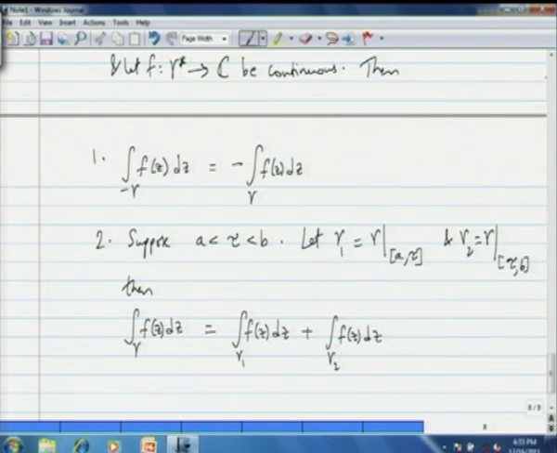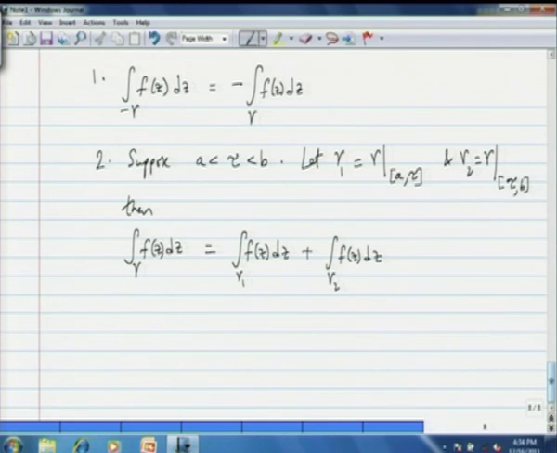So, you can take a parametric interval and split it up into pieces, restrict the original curve to each of these pieces, find the contour integral on each of these pieces and add up to get the original contour integral. Mind you, you can only slice the interval into a finite number of pieces. In this case we just split it up into 2 pieces, and it works. So, that is the second part of this lemma.